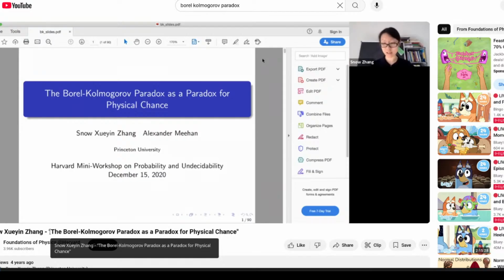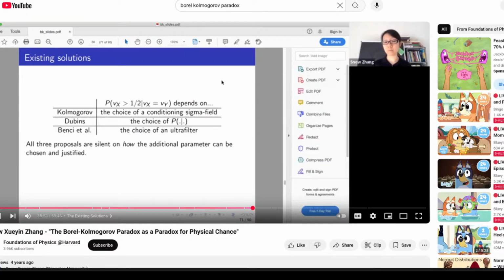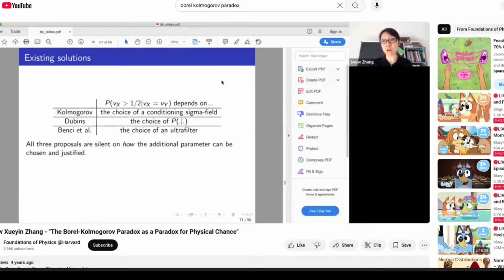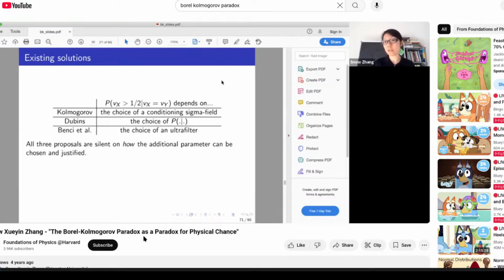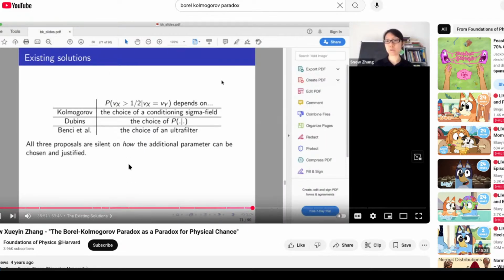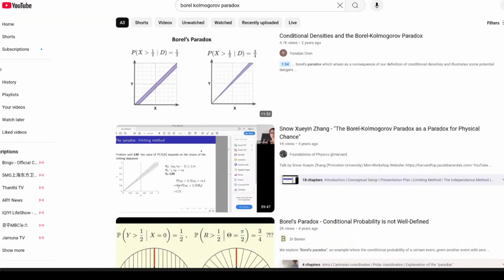So here we go. Today we're going to talk about the Borel-Kolmogorov paradox. And this is essentially today's original objection to Kolmogorov. It's interesting that he thinks taking conditional probability as primitive can solve that problem.